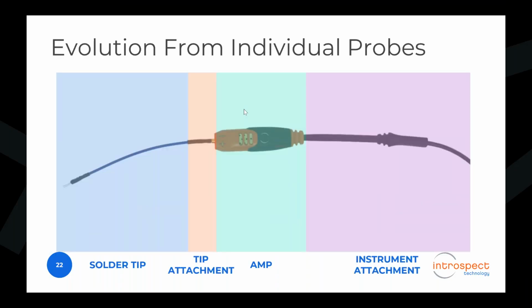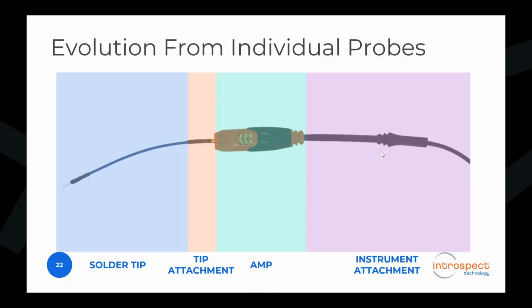And so just to drive home the message again more clearly, I'll do a quick animation of how the RSH is constructed. We start with the anatomy of an individual probe, and then I mentioned the solder tip, the tip attachment mechanism, the amplifier itself, and then how to connect to an instrument.